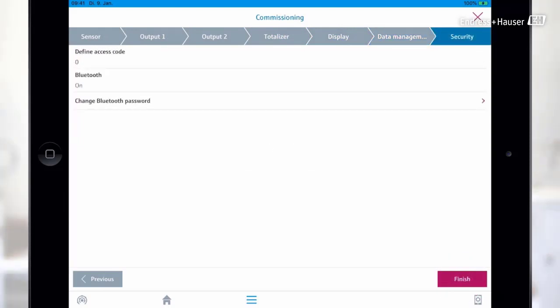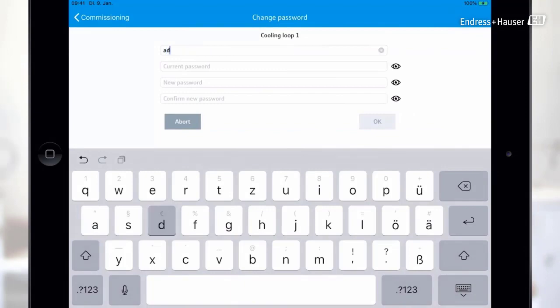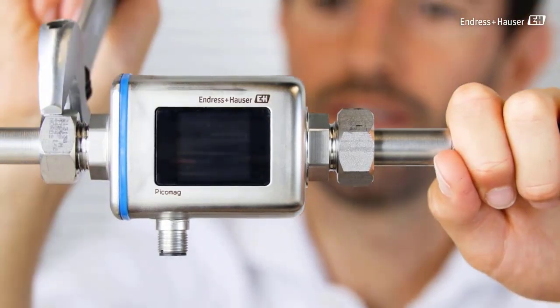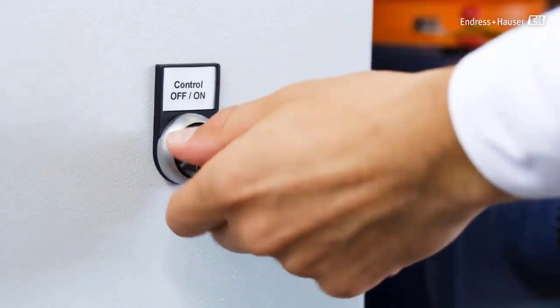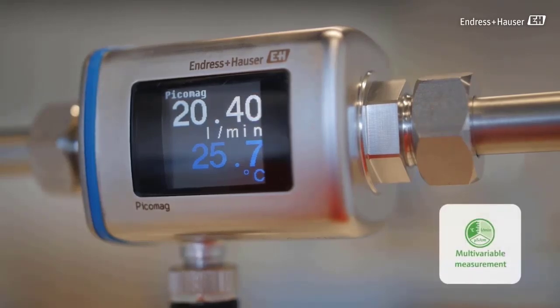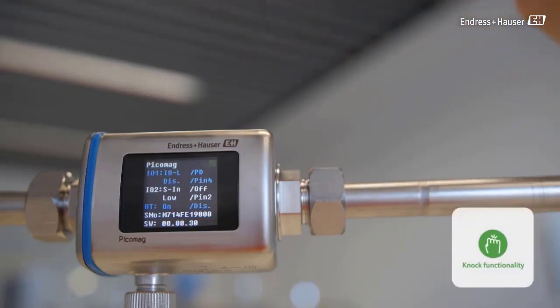Remember to change the password after first use to ensure the highest possible security. And that is already the end of PicoMag's initial commissioning. Now you can either install the device into your piping, or if already installed, you can simply start measuring. By the way, flow and temperature are continuously shown on the colored display. And that's not all. In case you want to check the parameter settings on site, simply knock on PicoMag and you will immediately see all settings at a glance.